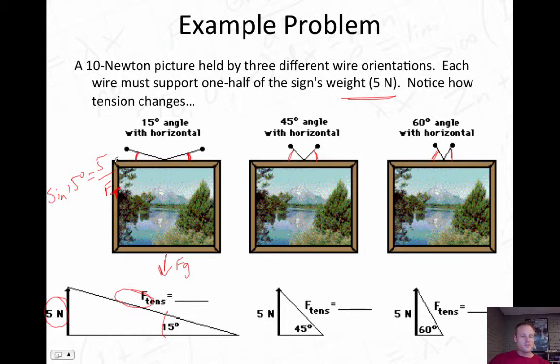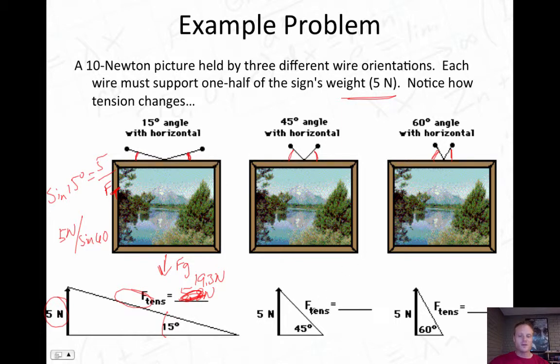If you do some manipulating algebraically, you're going to get 5 N over the sine of 15. And if you do that math problem, you would get a tensional force of 19.3 newtons. Now, the question is, as these wires move closer and closer to being vertically up and down, what happens to the tensional force? So if you want to take a guess right now in your head what's going to happen to the tensional force as we move from left to right here, that's not a bad idea.